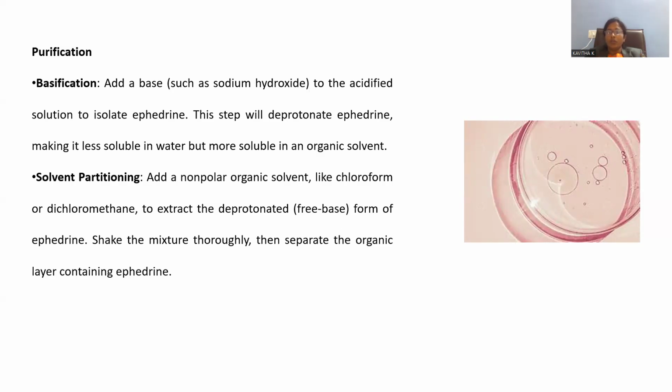Whatever is not soluble in the non-polar solvent will remain in the solid form only. Again, here is the step where you can discard that also.